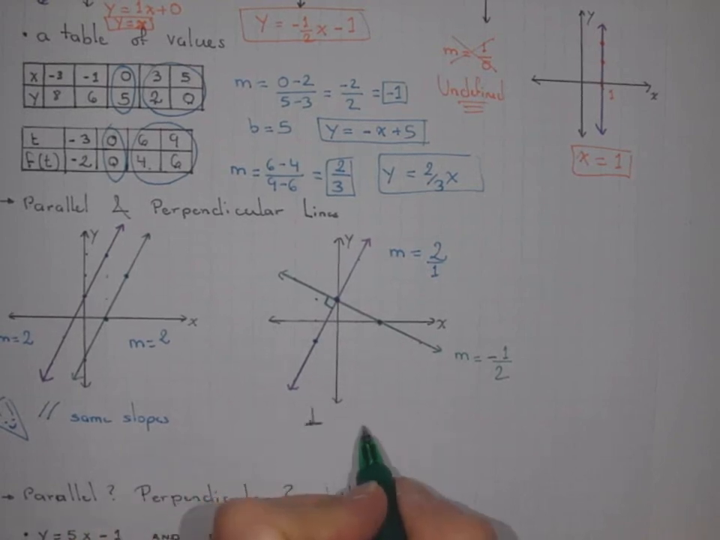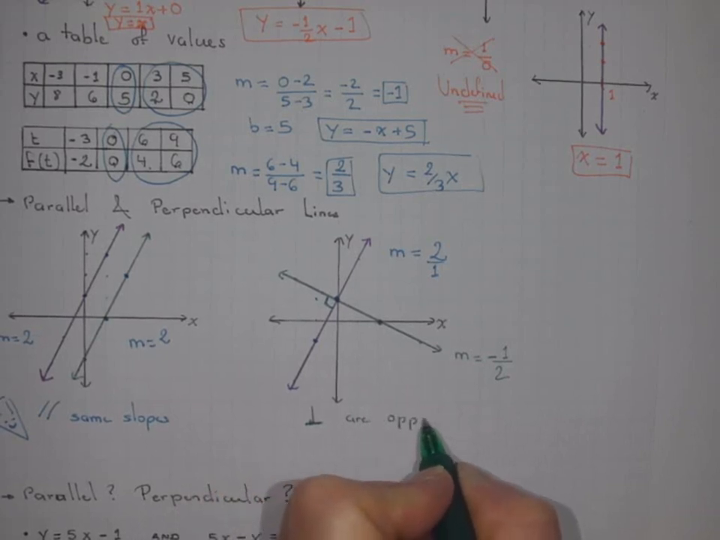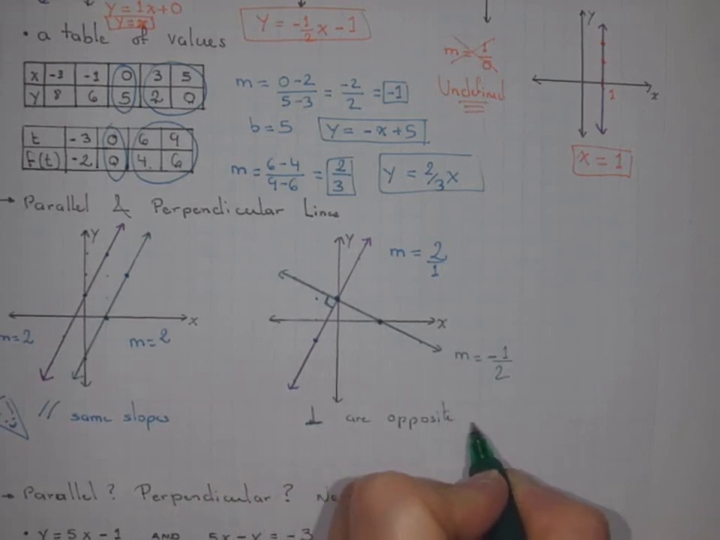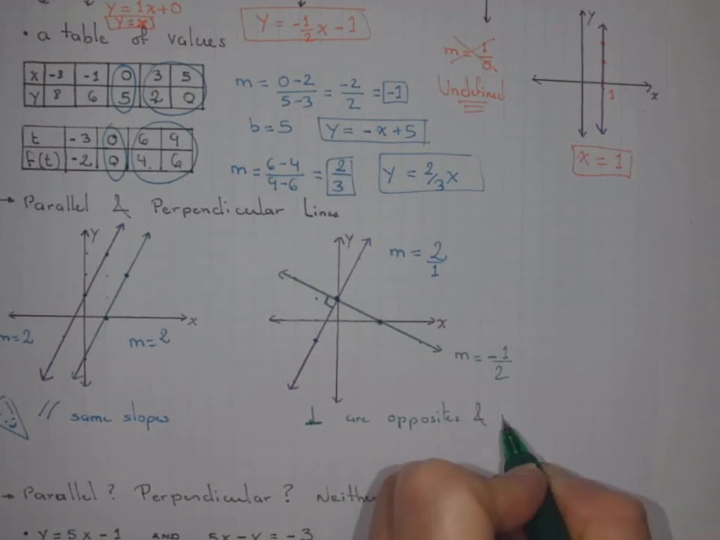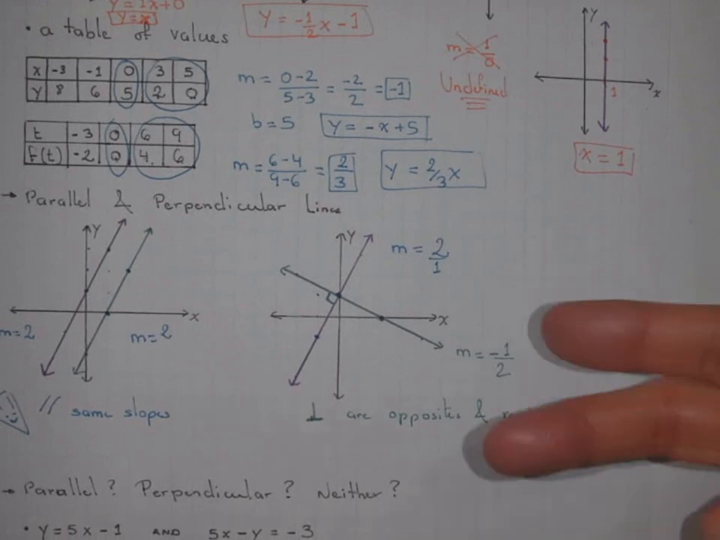So perpendicular lines are opposite, meaning different signs, and reciprocal, meaning multiplicative inverse, right? You're going to flip the fraction over.